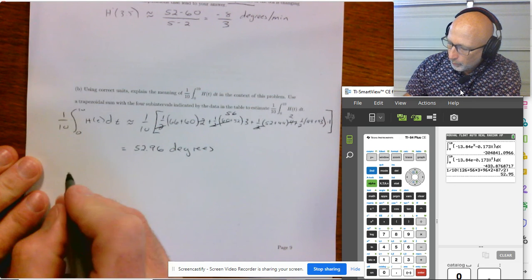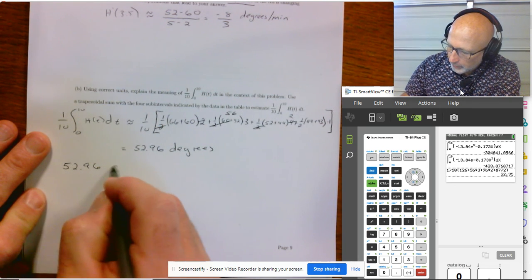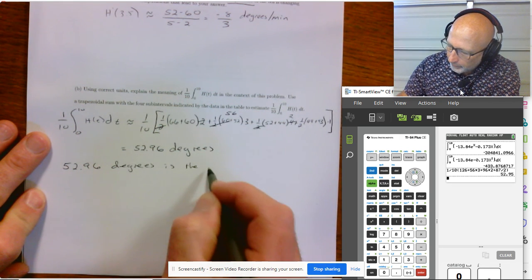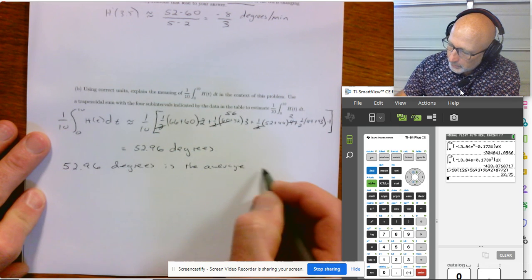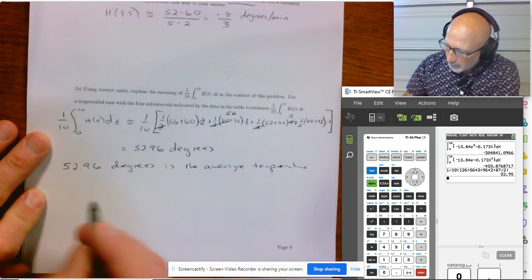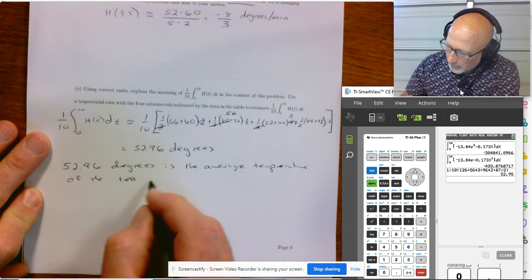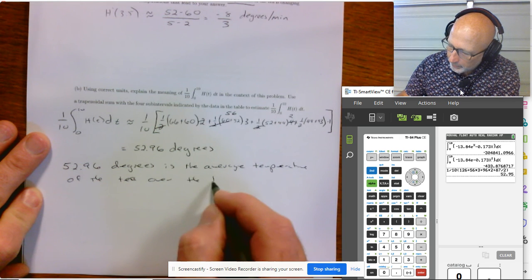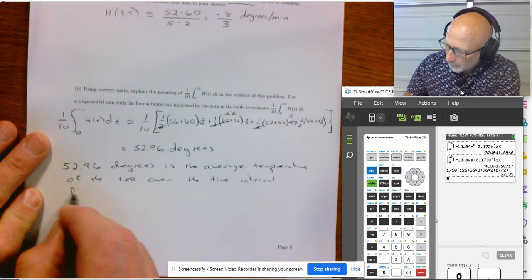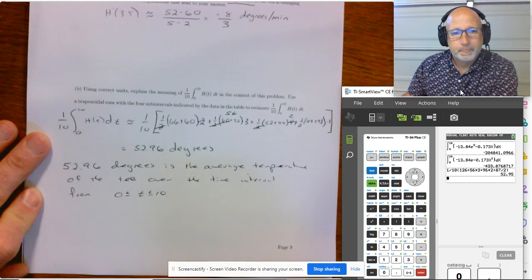Okay, what this means: 52.96 degrees is the average temperature of the tea over the time interval from 0 less than or equal to t less than or equal to 10. Okay?